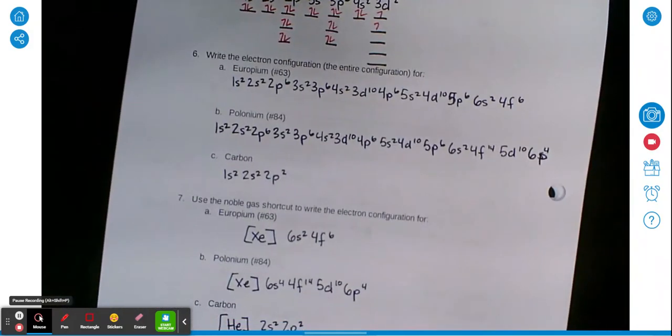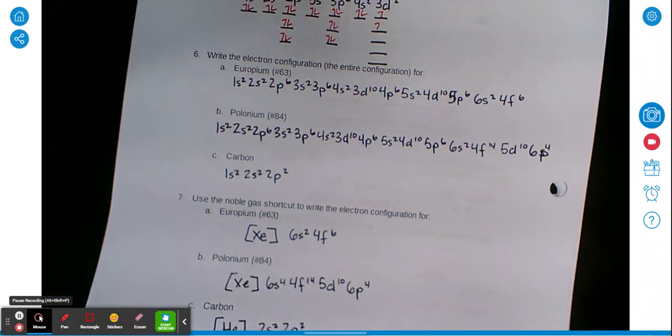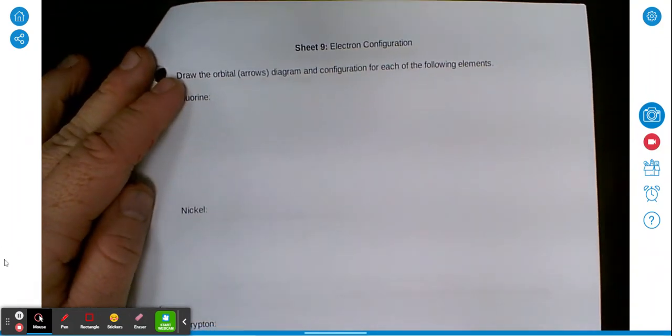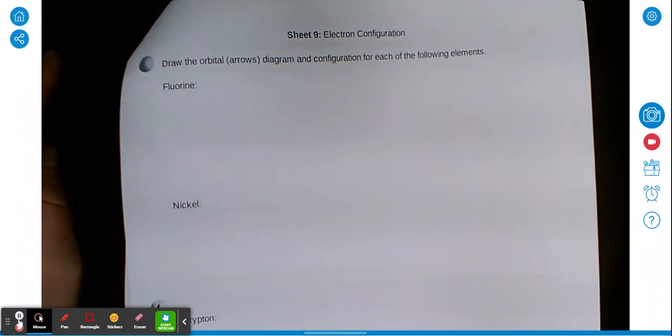All right. That is sheet 8. Hopefully I didn't make any mistakes while I was walking through it. If you still have time left in class, go ahead and do sheet 9, but we will practice this more later when I return.